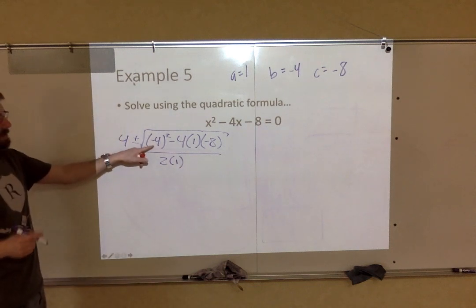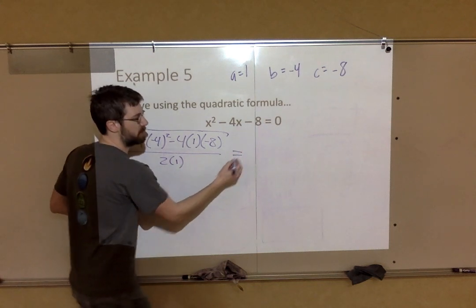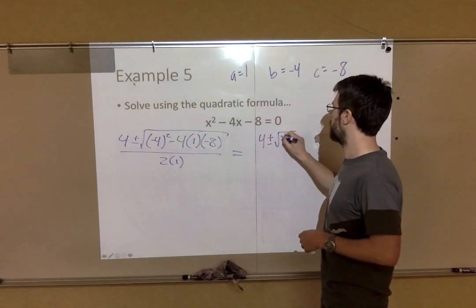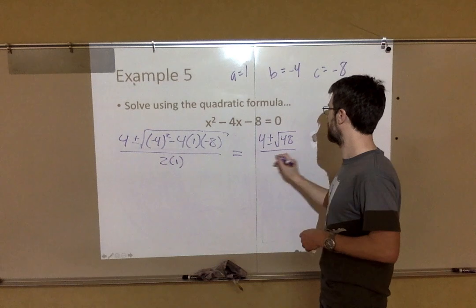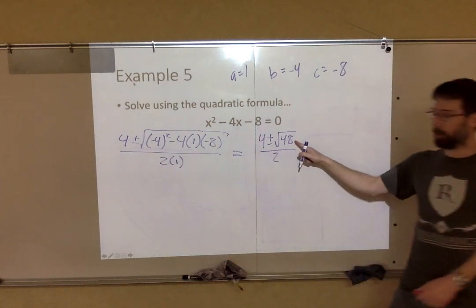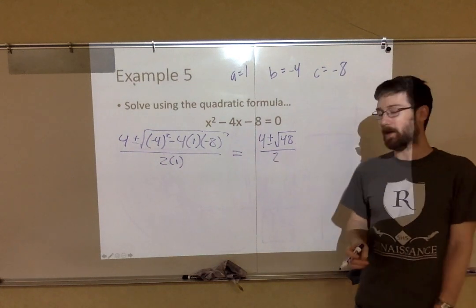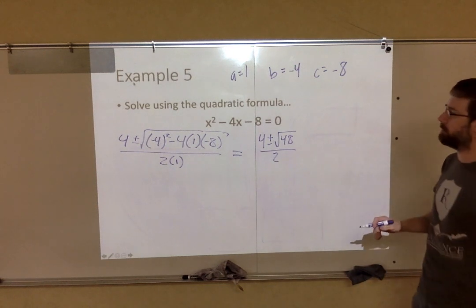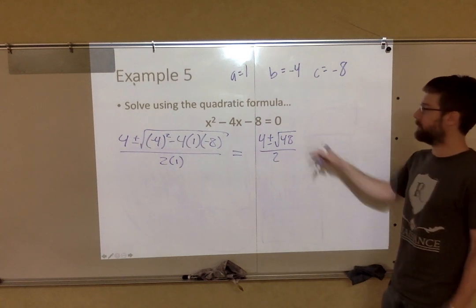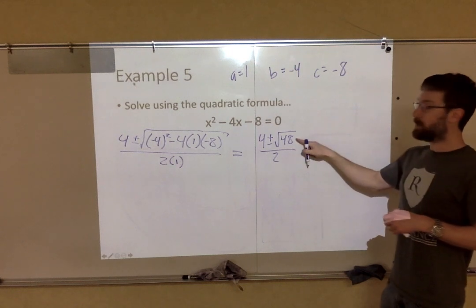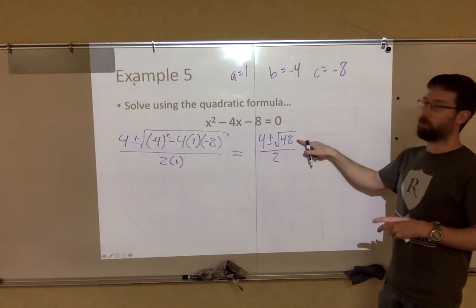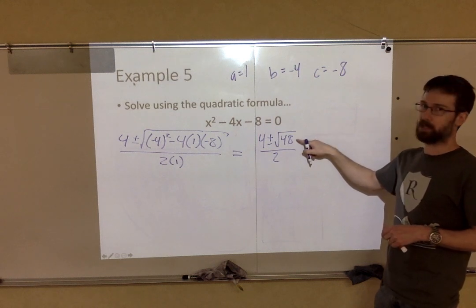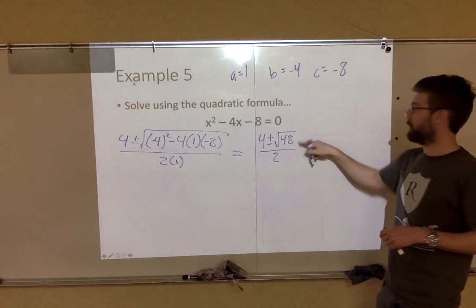So this ends up reducing to 4 plus or minus the square root of 48 over 2. And if you plug the square root of 48 into your calculator, it probably gives you 6.9 something, a bunch of random numbers, because this is an irrational number. What we need to do, if it's not a perfect square like the previous 4 examples, is reduce this. We need to simplify this square root.